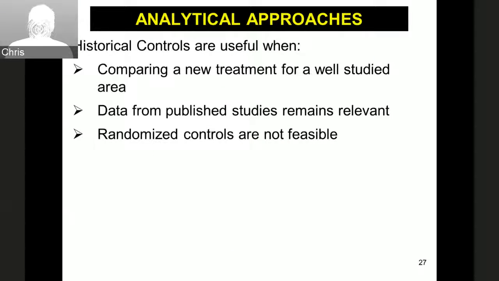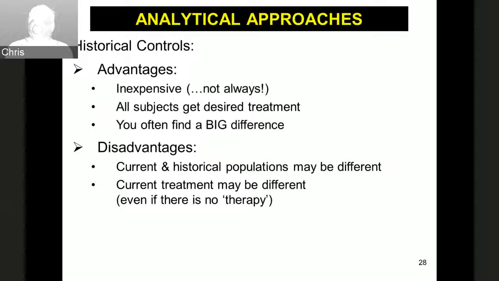So one of the things that often comes up for discussion is whether you should use historical controls. That's a very hot button issue. Historical controls can be extremely useful when you're comparing a new treatment for these early stage studies. Maybe you can get data from published studies as long as you feel that it's reliable. Historical controls can generally lead to smaller studies because you don't need a concurrent placebo control group, but they have problems.